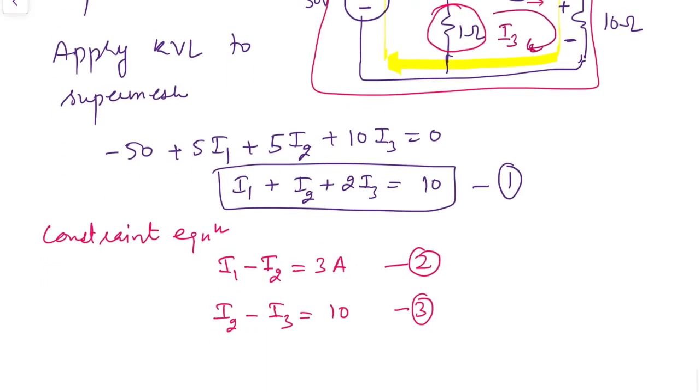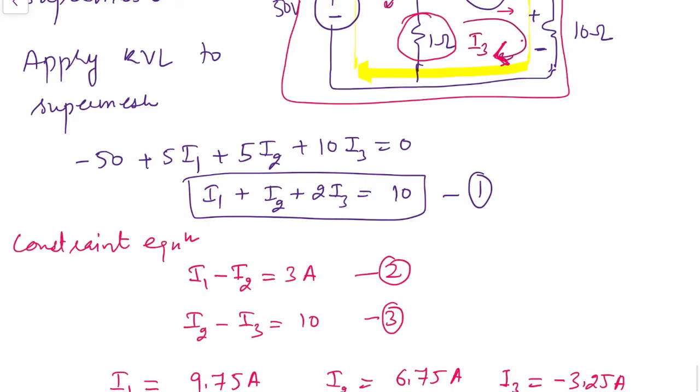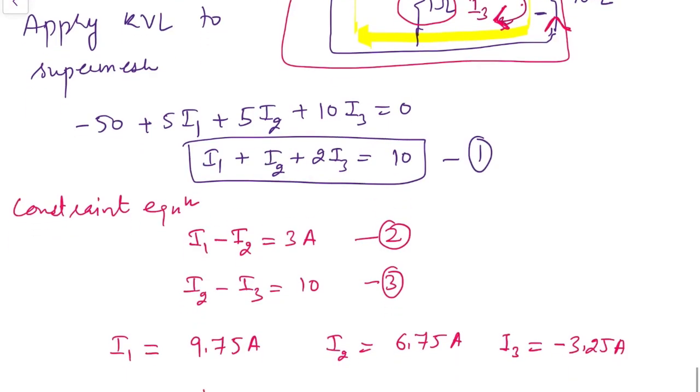Now when we solve these three equations, I1 is 9.75 amperes, I2 is 6.75 amperes, I3 is minus 3.25 amperes. This one is coming out as negative. It means the assigned direction of current is actually opposite to the real direction of flow of current. It means I3 is flowing in this direction, and I10 ohm is 3.25 ampere and it's in upward direction.